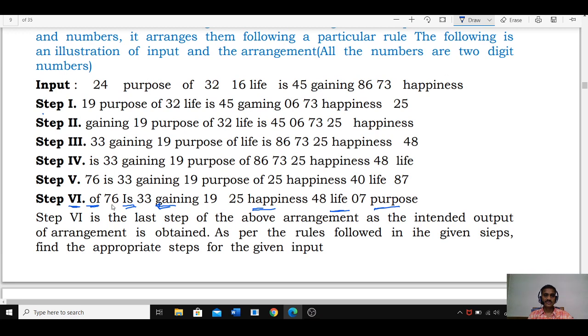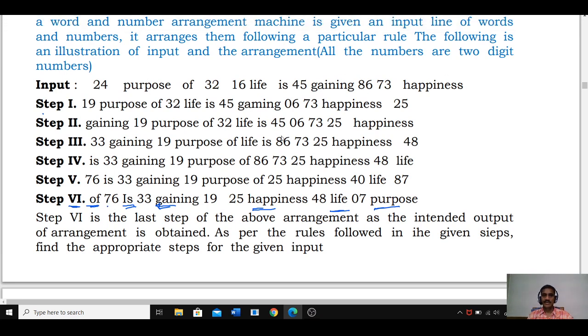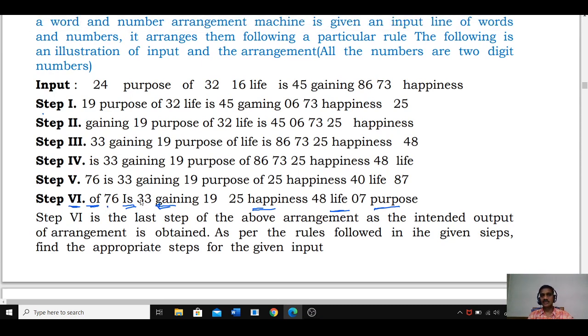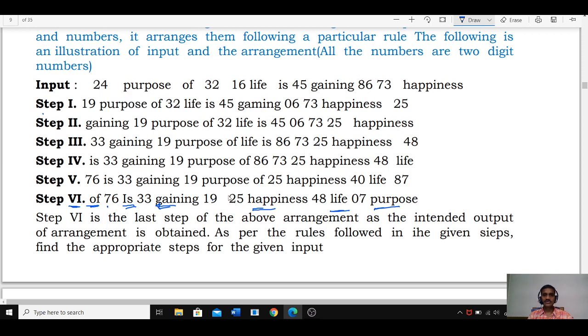Then coming to these numbers, 76. 73 has become 76 plus 3, and next one 33. 32 has become 33 plus 1. 19 ఎక్కడ నుంచి వచ్చింది చెప్పండి. 19 అనేది 16 నుంచి వచ్చింది ప్లస్ 3. 25 అనేది 24 నుంచి ప్లస్ 1. 48 అనేది 45 నుంచి వస్తుంది ప్లస్ 3. And 86, this is 87. It is not 07, it is 87 plus 1. Do you know? And this is how we are getting this one. Here it is 86 and the number is 87.